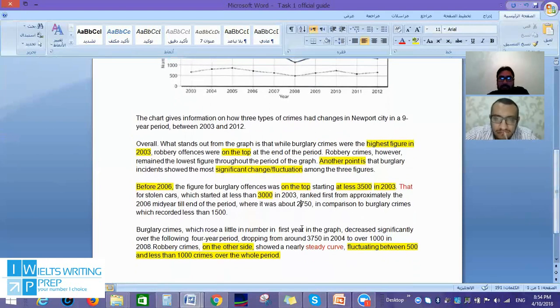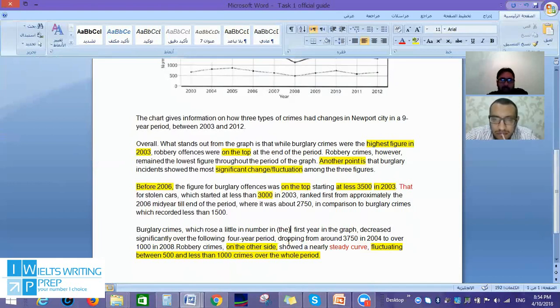Burglary crimes, which rose a little in number in the first year in the graph, decreased significantly over the following 4-year period, dropping from around blah blah blah. Okay, good, you're doing it here, to over 1,000 in 2008. Robbery crimes on the other side. I'm not sure what that is. On the other hand. Arabic translation. Okay.